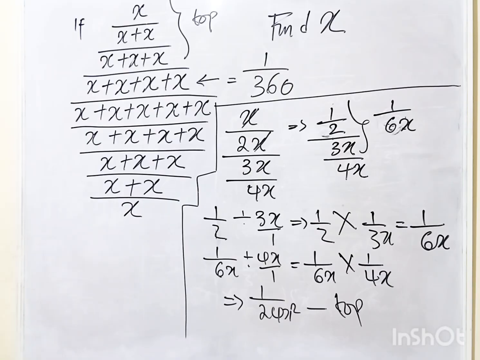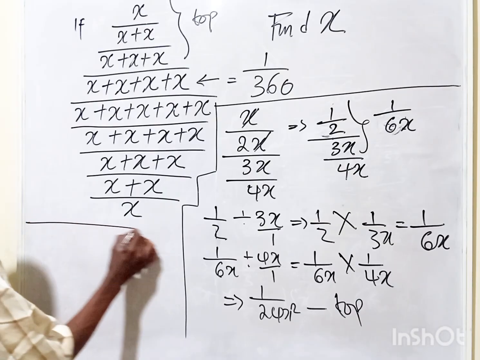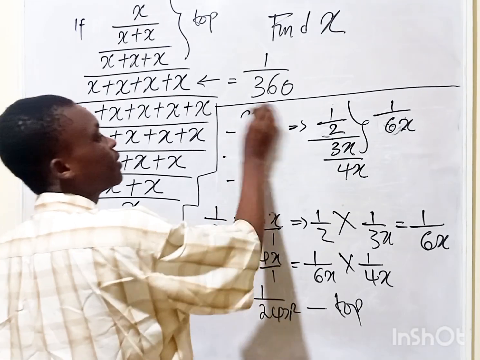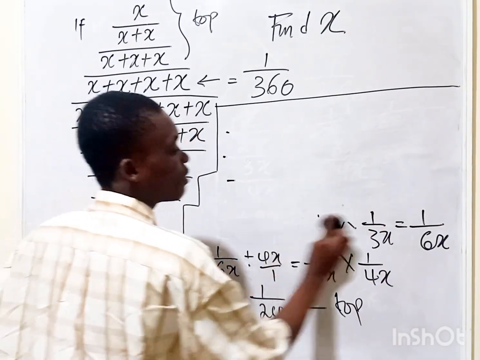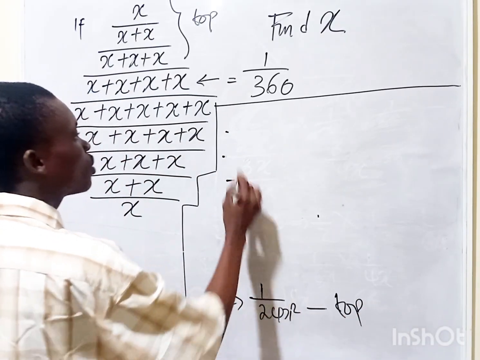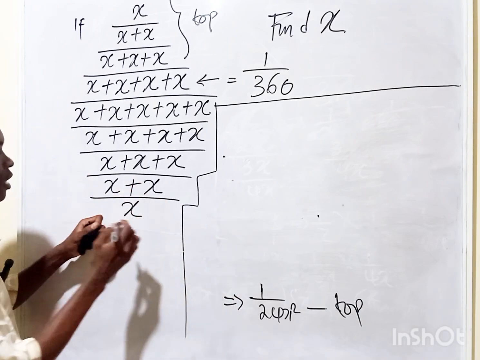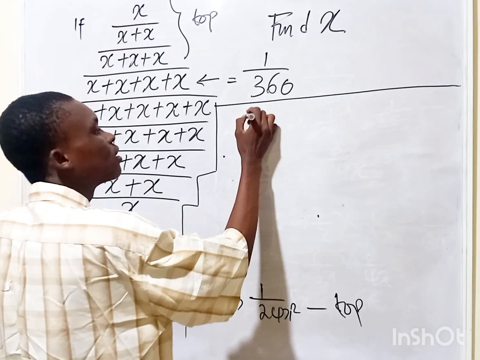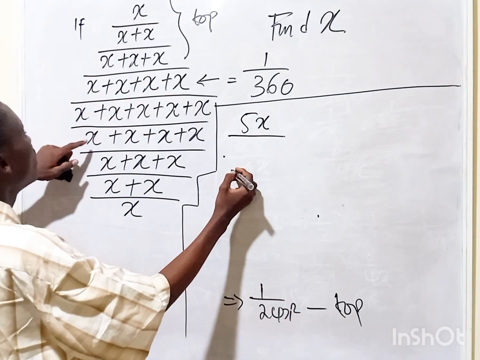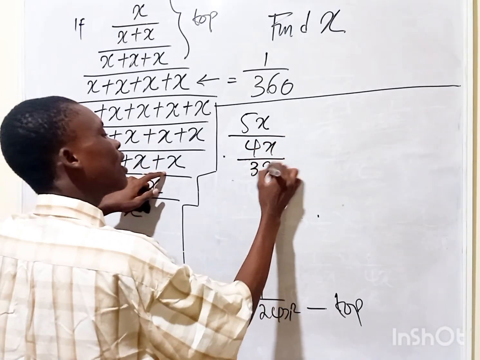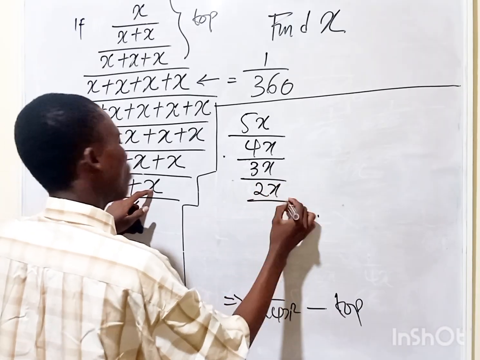So from here, we want to check the bottom. Let me clear so we have space. All right, this is for the top. So the bottom, we are going to start from here. So x plus x plus x plus x plus x gives us 5x all over x plus x plus x plus x gives us 4x all over x plus x plus x, 3x all over x plus x, which is 2x all over x.